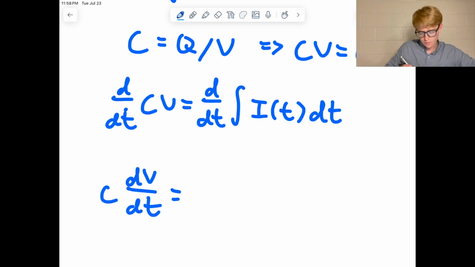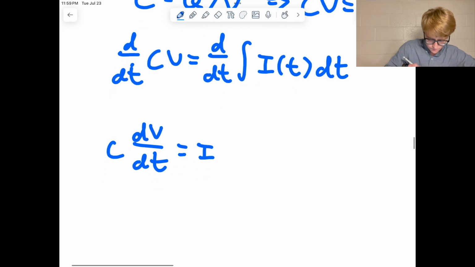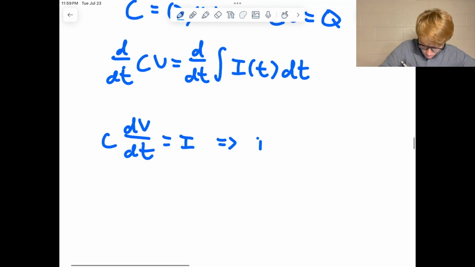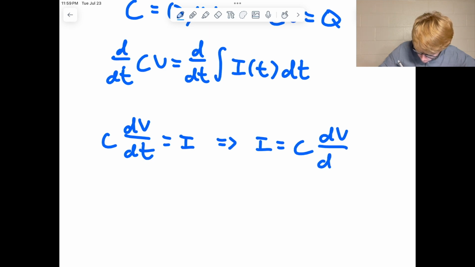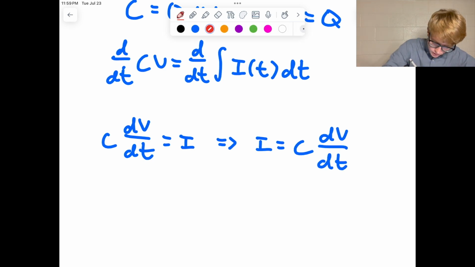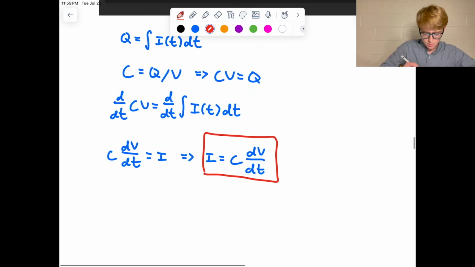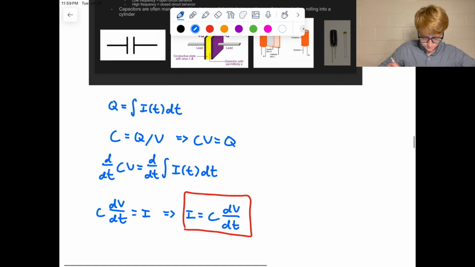And then over here to the right, I've canceled out my integral, so I just have I. So there's our equation that relates current and voltage for a capacitor. So a little bit of calculus, but not too involved. So we get our equation: C dV/dt. There we go. And now we have an equation that does exactly what we wanted.